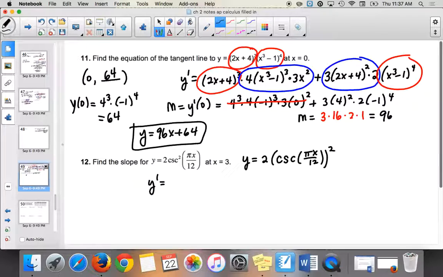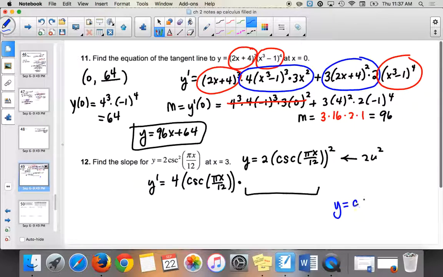All right, so this is in the form 2u squared. So the derivative of 2u squared is 4u, and then we do times the derivative of u, right? So we're going to have 4 cosecant of pi x over 12, and then times the derivative of u. So remember what I was saying. You're just thinking of this as a brand new problem.